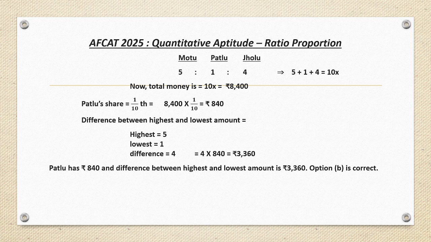Now we require the difference between highest and lowest. Highest is 5x and lowest is 1x. So 5 into 840 minus 1 into 840. So 5 minus 1 equal to 4. So 4 into 840 is 3,360 rupees. So Patlu has 840 rupees and the difference is 3,360. So option B is correct.